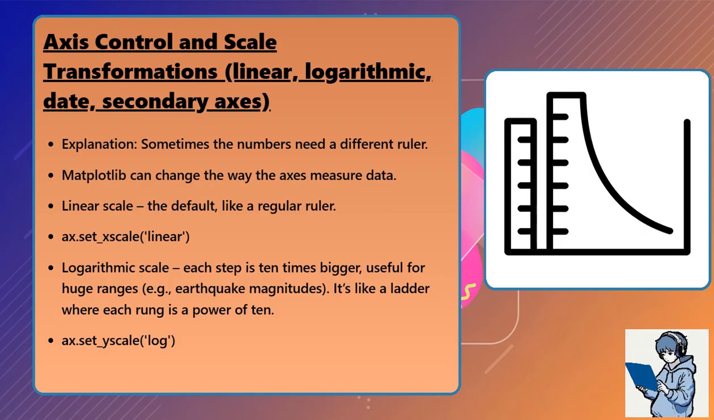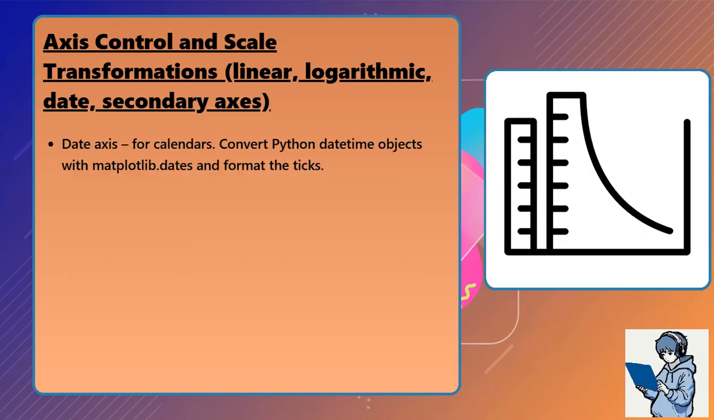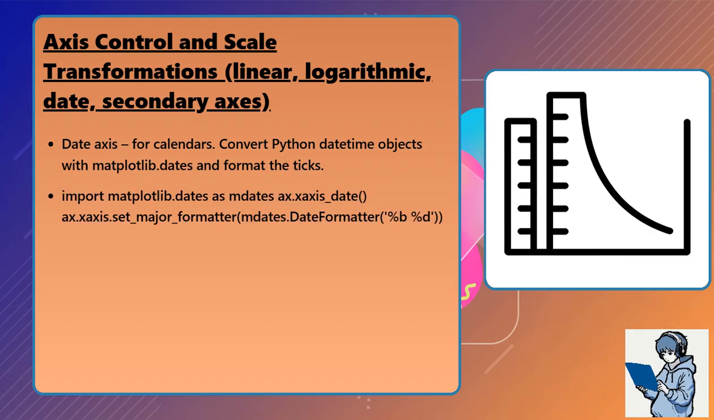ax.set_yscale('log'). Date axis for calendars. Convert Python datetime objects with Matplotlib dates and format the ticks. Import matplotlib.dates as mdates. ax.xaxis.set_major_formatter(mdates.DateFormatter('%b %d')), with month and day.